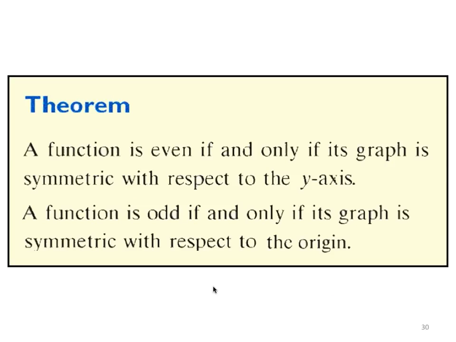Now here's a theorem. A function is even if and only if its graph is symmetric with respect to the y-axis, and a function is odd if and only if its graph is symmetric with respect to the origin. So even goes with y-axis symmetry, odd goes with origin. This should be pretty easy to remember because odd and origin both start with O's, and even and y are both vowels. So if you remember those two things, you'll remember that we don't have a special name for x.